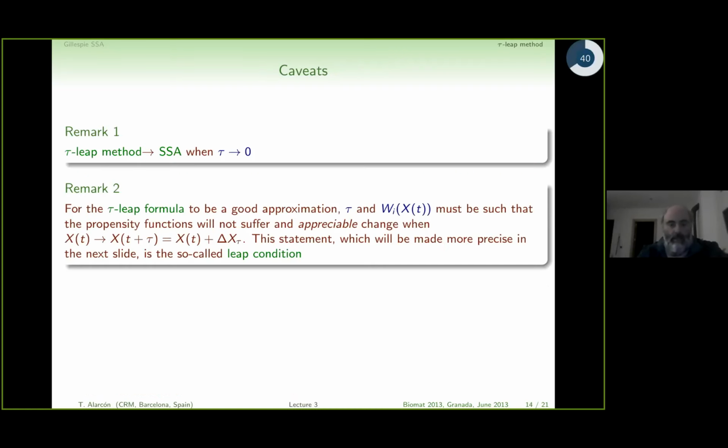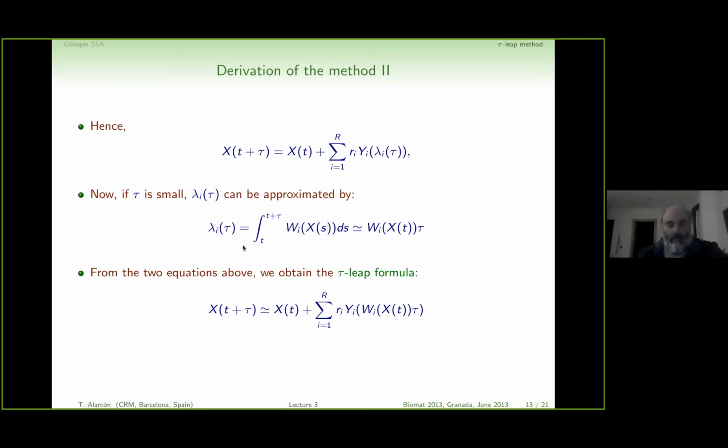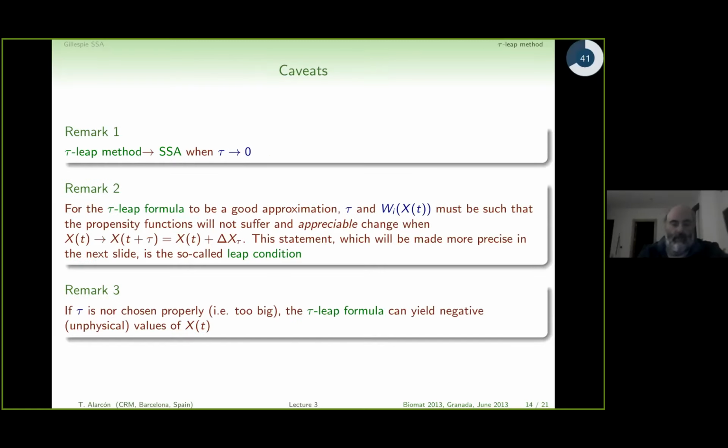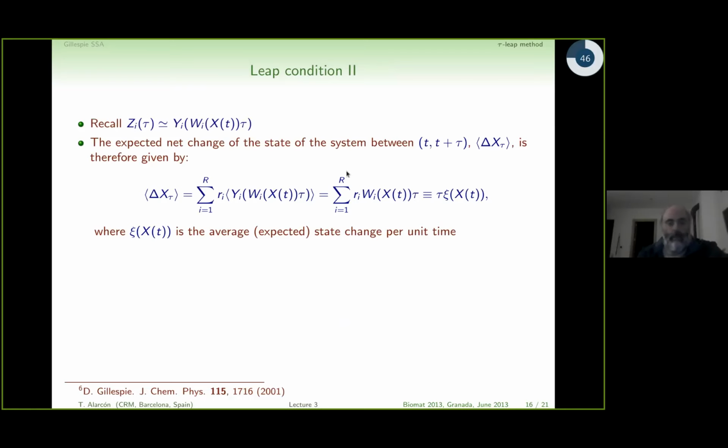So basically what we do is we go back here. The change in the state of the system would be x of t plus tau minus x of t. That would be our delta x, and we take the average of that quantity, and what we get is this. We can write it in this way because we are assuming that all these quantities are independent from each other, so y_i is independent from y_j. Then we can write the average in this way.